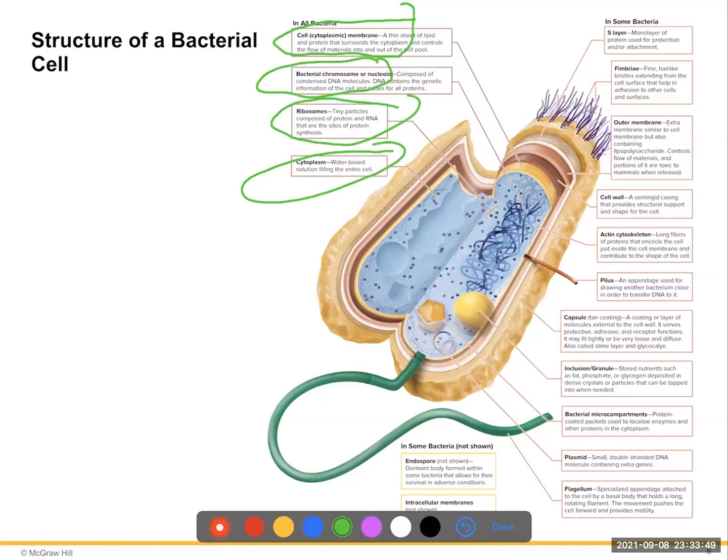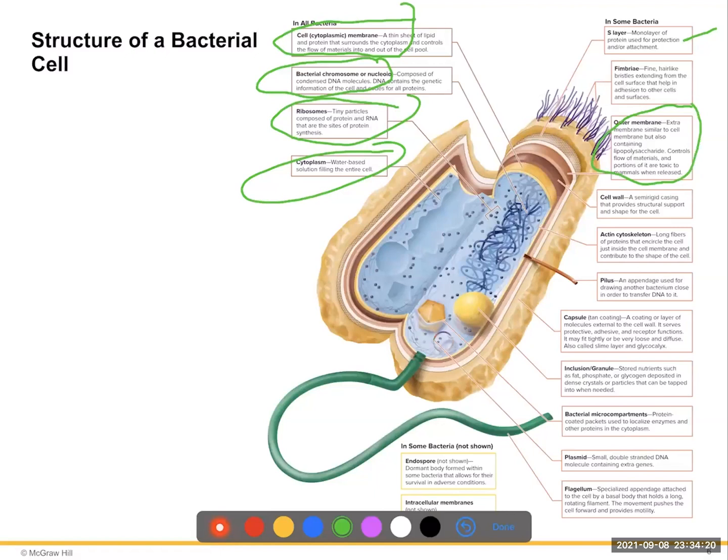We have what's called an S layer in some bacteria. It's a monolayer of proteins used for protection and to help the bacteria attach to things. Fimbriae are little hair-like fibers on the outside. They help adhere to other cells and surfaces. You have an outer membrane, which is an extra membrane similar to a cell membrane, but it contains lipopolysaccharides and controls the flow of materials inside and out of the cell.